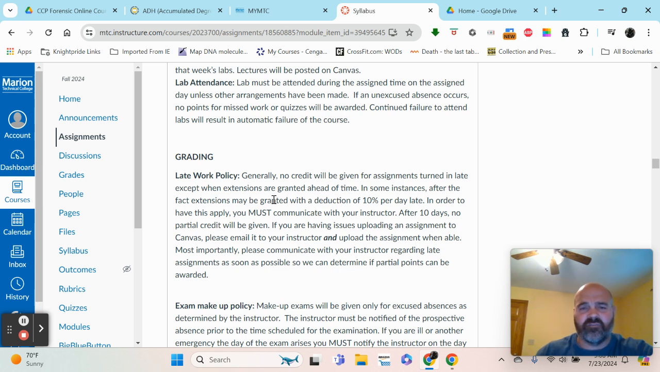But again, very important. You'll notice that even if you do get an extension, this is important: even with an extension, you're going to experience a 10% deduction per day that it's not done. Okay, so keep that in mind. That's very, very important. After 10 days, it's a zero at that particular point. So it's important that you're staying up to date and getting things turned in on time.